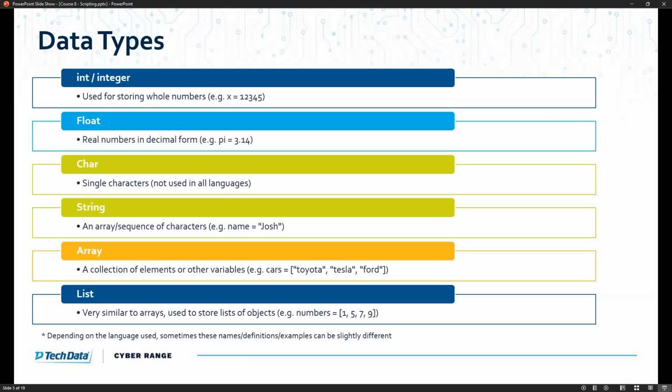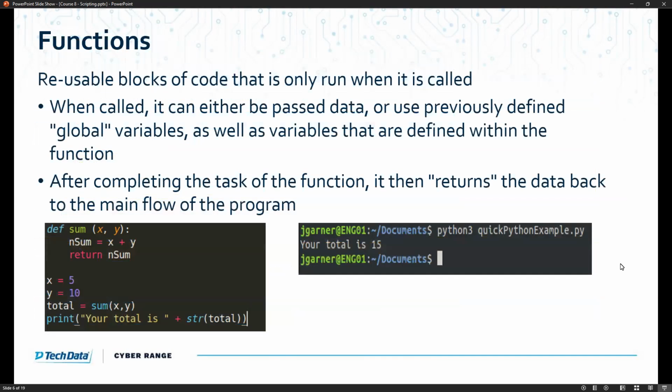An array can be a collection of elements or other variables. So cars equals Toyota, Tesla, Ford. Those are different brands of cars. And then a list is very similar to an array. However, it's used to store lists of objects. So depending upon the language used, sometimes these naming conventions and definitions or examples might be different. So just be aware of that based upon the language that you're going to be scripting in.